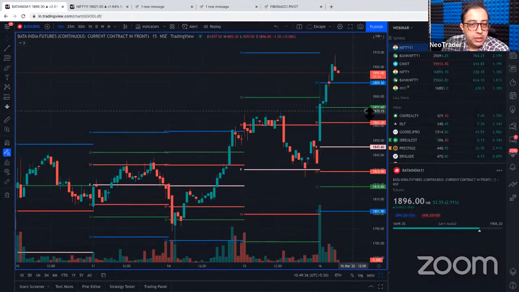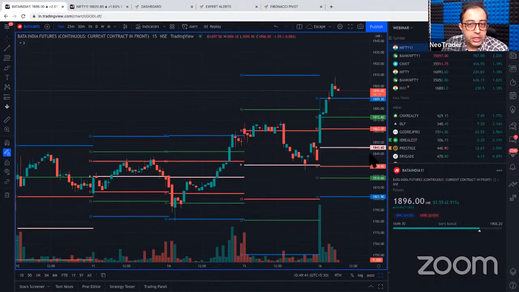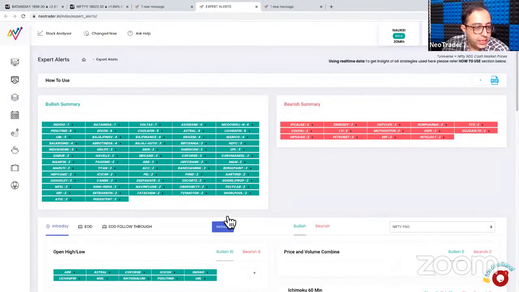As you can see here, Bata has also given a good breakout. Now it is giving us a reaction, right? So you can see here that Bata has also moved into a nice strong zone, but currently it is witnessing a reaction, right? Astral is a better chart. Now let's see on our page.